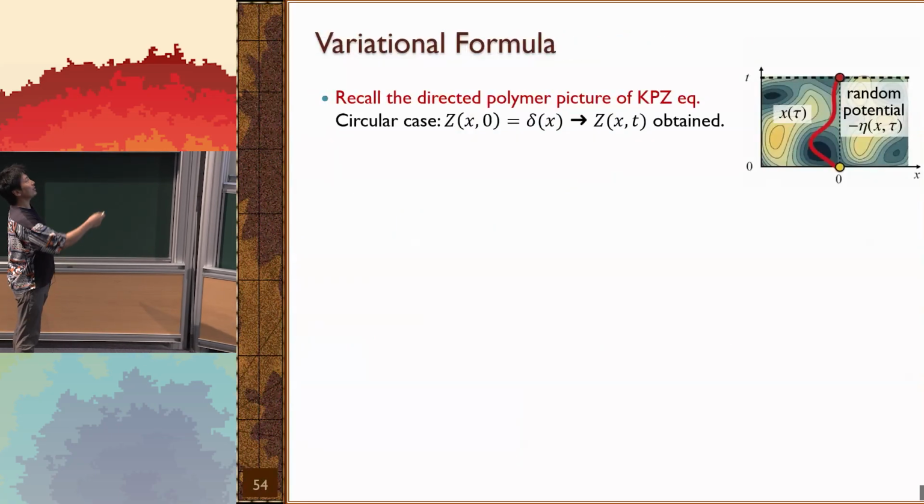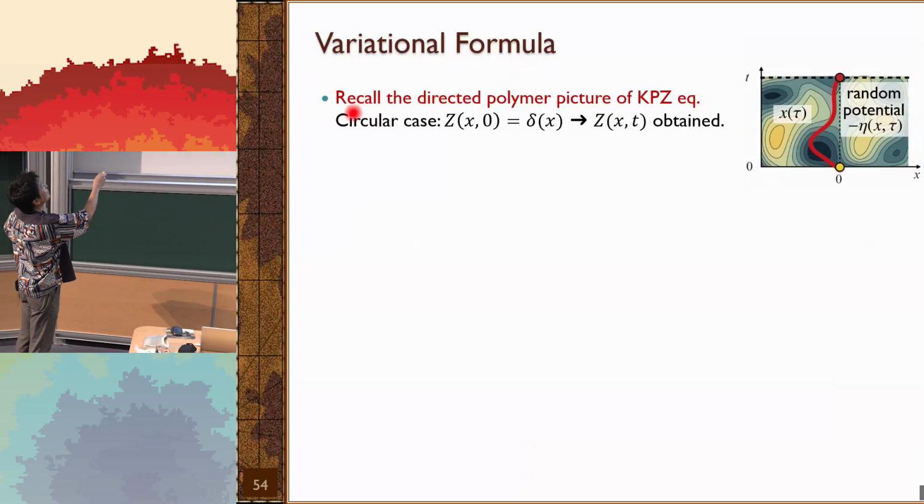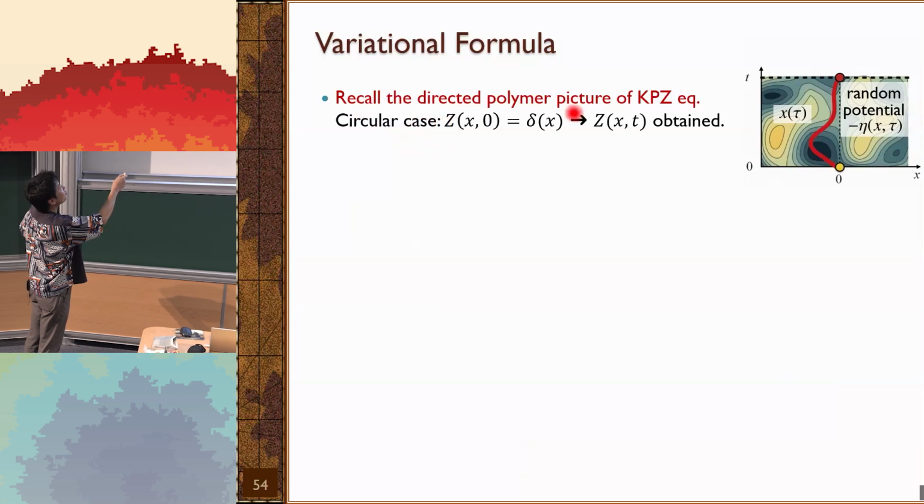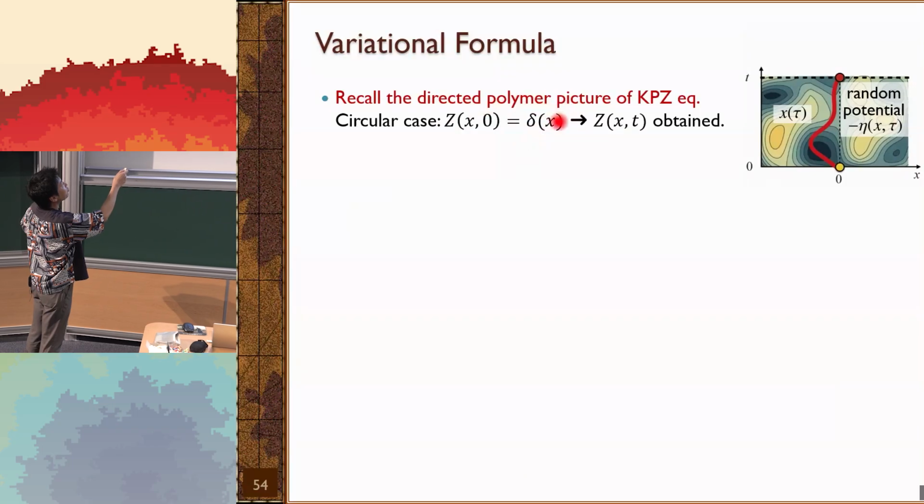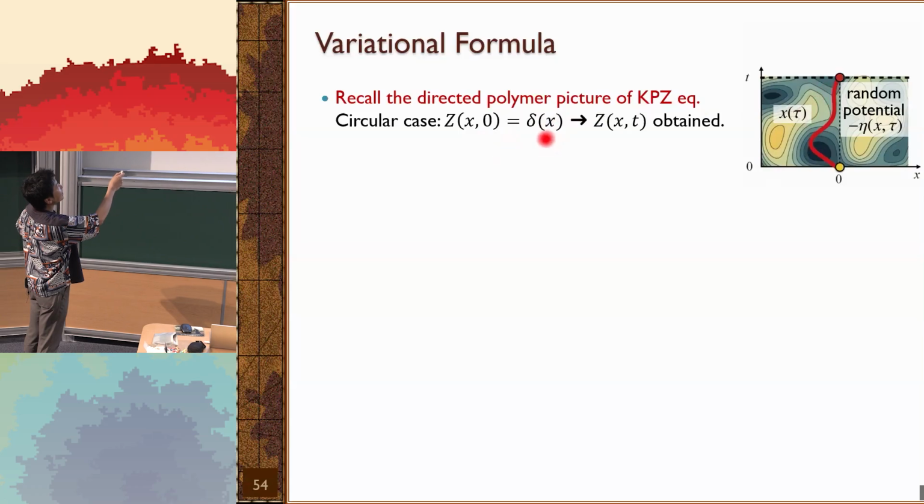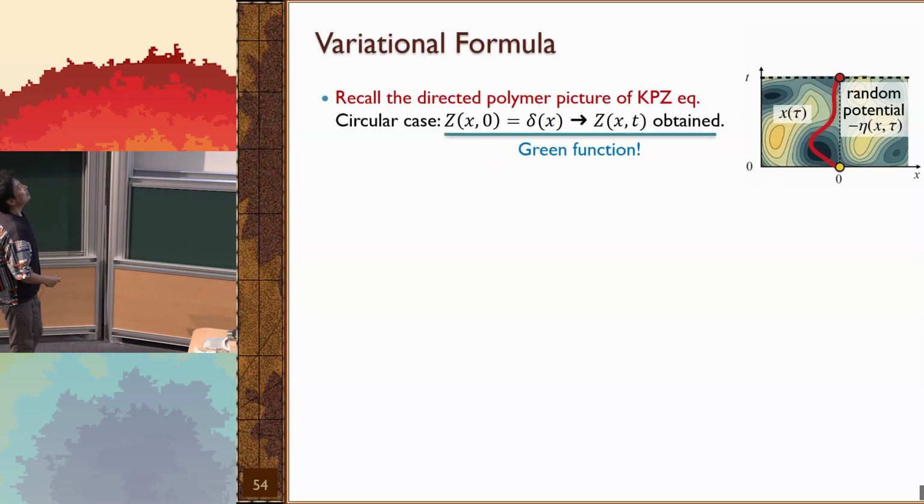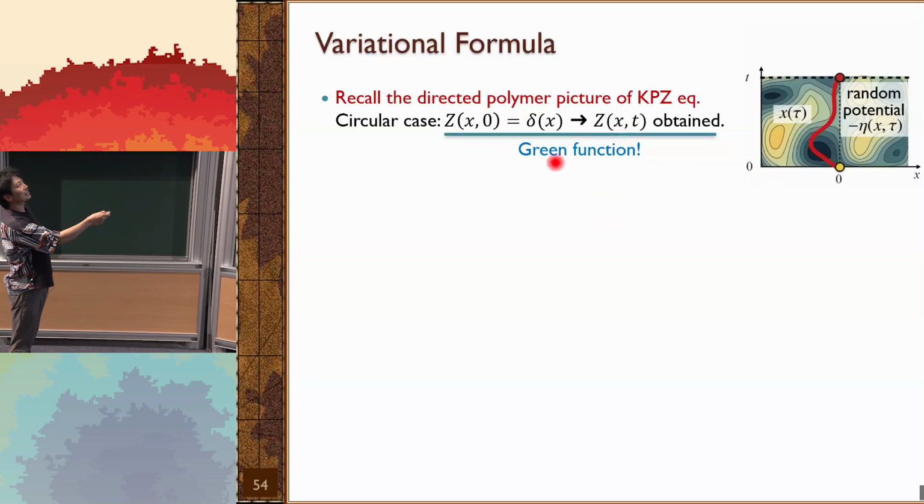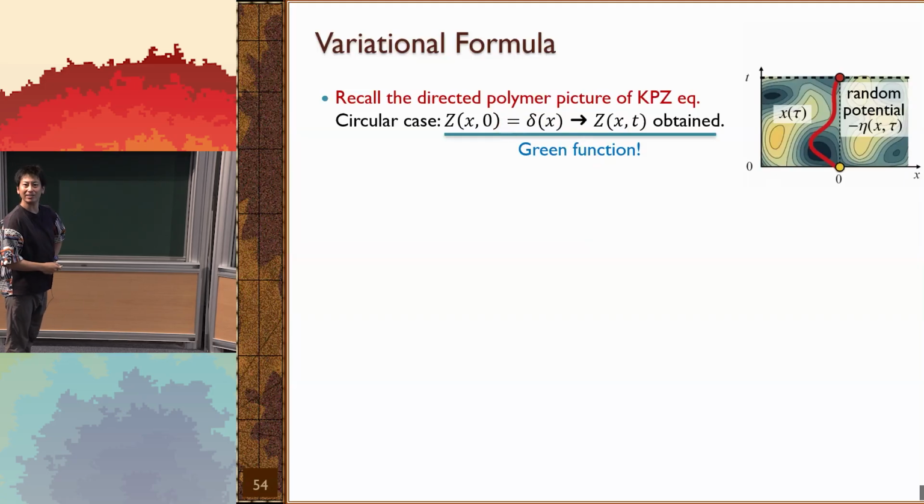There is a nice formula to deal with general initial conditions, and that is called the variational formula. And recall that the KPZ equation is mapped to the directed polymer problem. And the circular case was the directed polymer problem with point-to-point configurations. So the initial condition was the delta function. It means that the solution for the circular case can be regarded as a kind of Green function, right? It is a solution to this delta initial data.